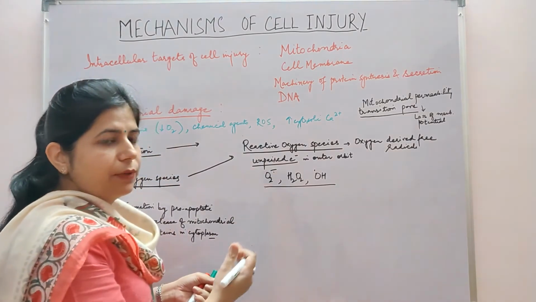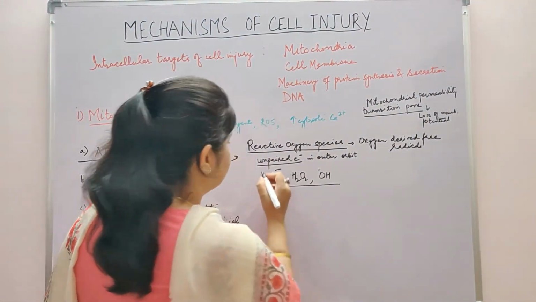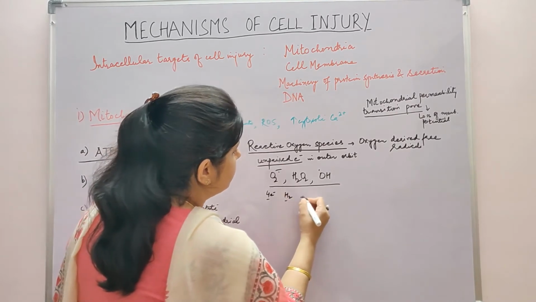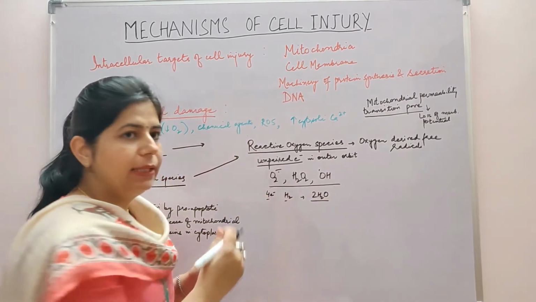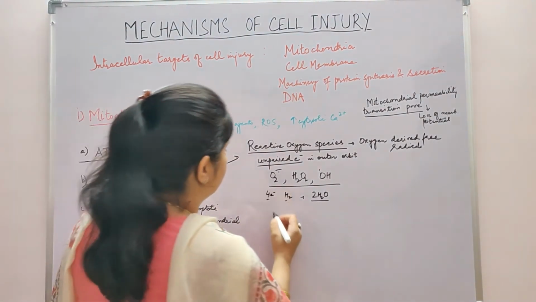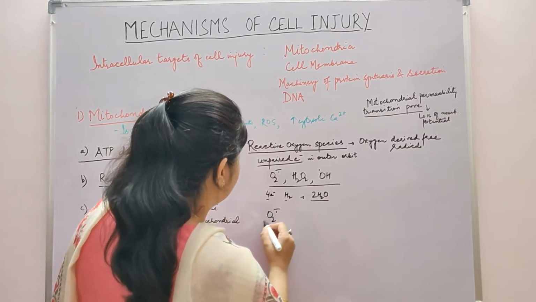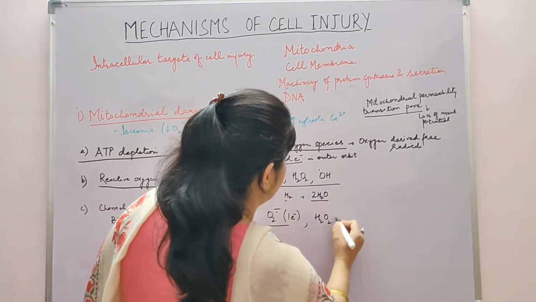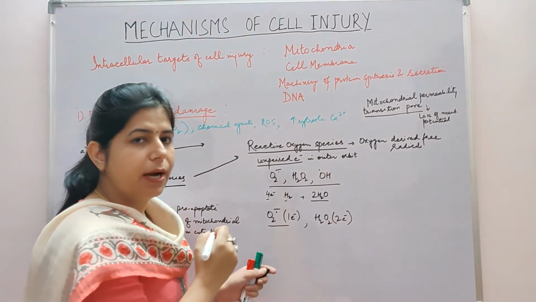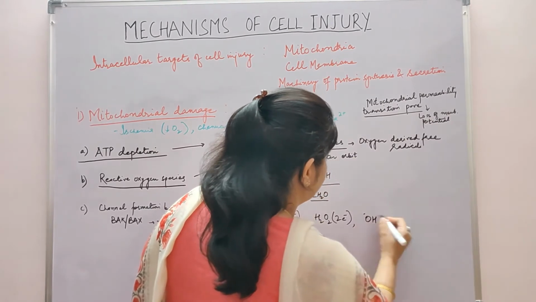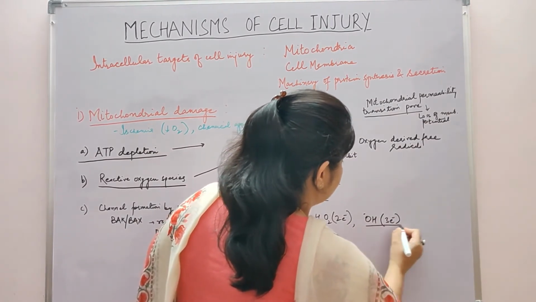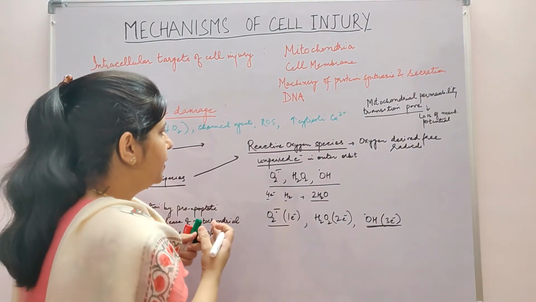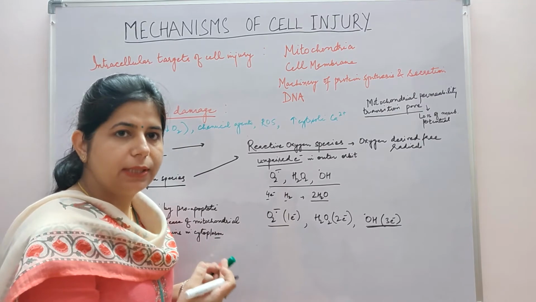So during cellular respiration, what is happening? During cellular respiration, there is reduction of oxygen by transfer of 4 electrons to the O2 molecule to generate 2 molecules of water. When there is incomplete transfer of electrons, when there is transfer of only 1 electron, this will lead to formation of superoxide anion. When there is transfer of 2 electrons, there will be formation of hydrogen peroxide, and hydroxyl free radical is formed when there is transfer of 3 electrons. This hydroxyl free radical is highly reactive. So what are the effects of reactive oxygen species on various cellular components?